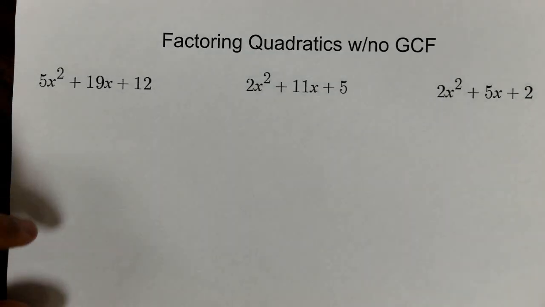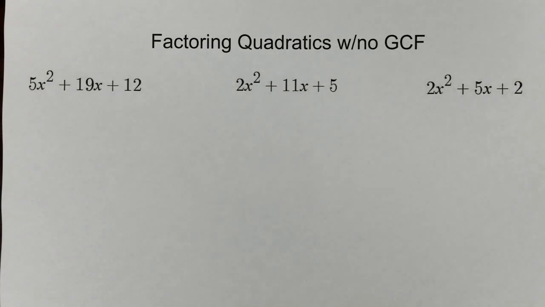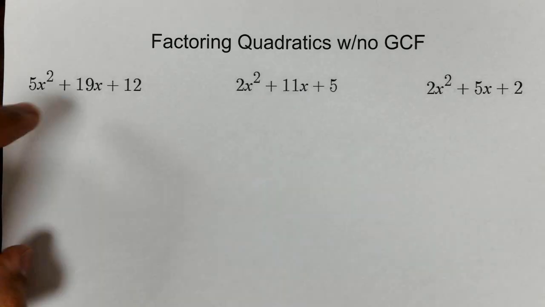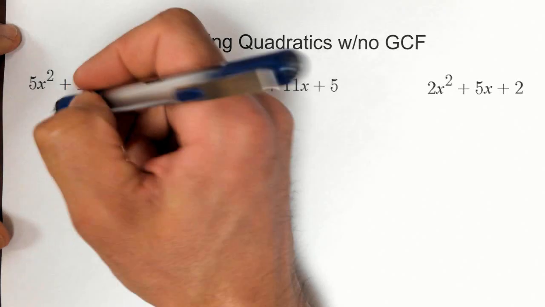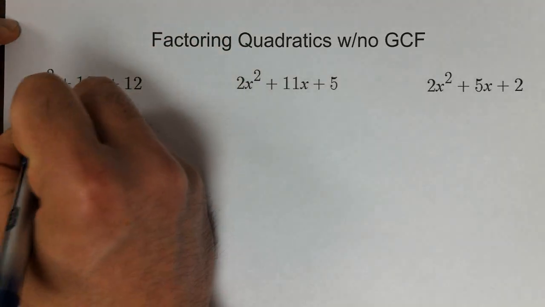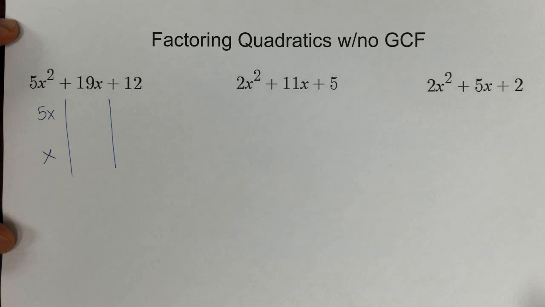In the end, how comfortable are you? So what I recommend you to do is press pause and check it out. What values are going to get me there? Right? How do I experiment to get that middle column to be 19, to get 11, to get 5? 5x times x.